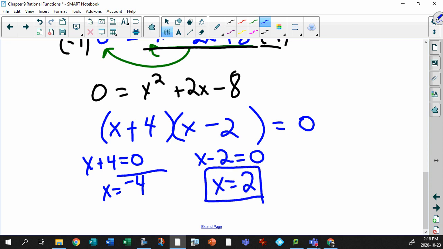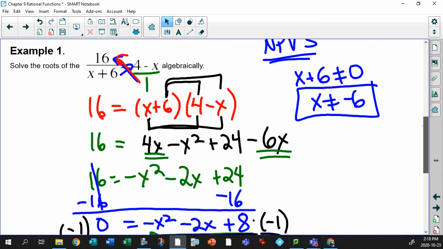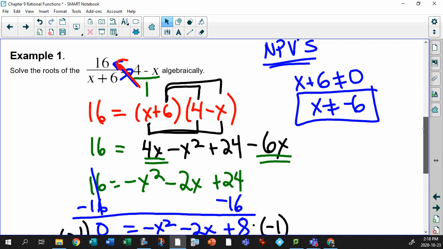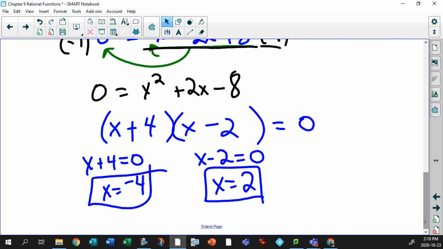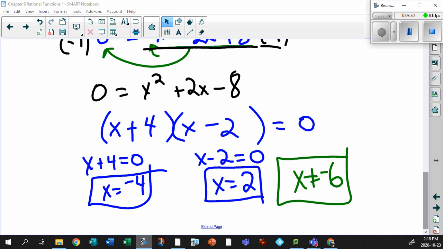Cross-reference this with your non-permissible values. Remember the non-permissible values? We better go back here and check out what they were. I don't remember what they were. Oh, there it is. x cannot equal minus 6. So x cannot equal minus 6, that would complete the entire answer right there. So this actually has two possible outcomes, and x cannot equal minus 6. That's beautiful. Now, what I want to show you in the next podcast is how to do the two graphical methods. So there's the algebraic one. Stay tuned for the graphical ones.